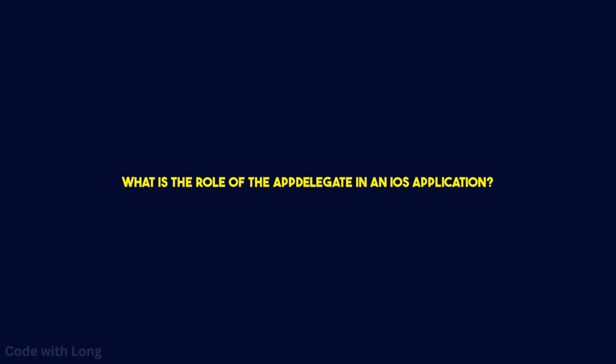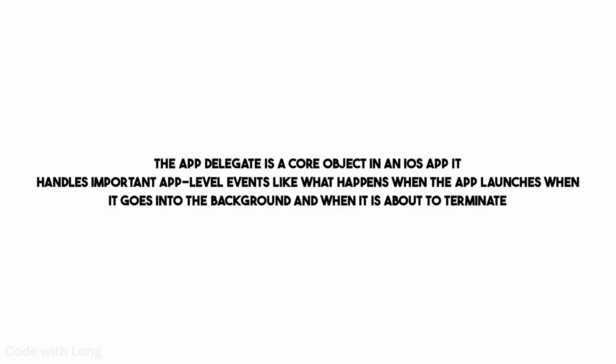What is the role of the app delegate in an iOS application? The app delegate is a core object in an iOS app. It handles important app-level events like what happens when the app launches, when it goes into the background, and when it is about to terminate.